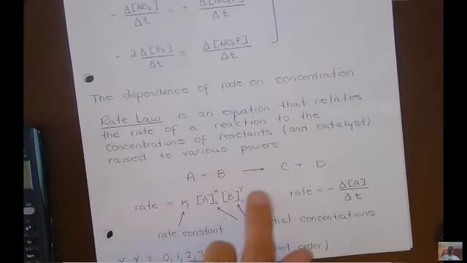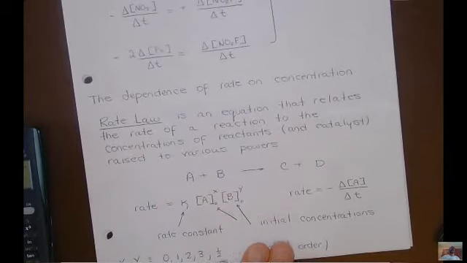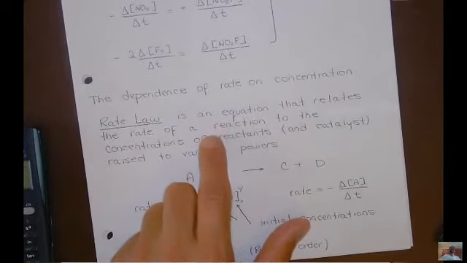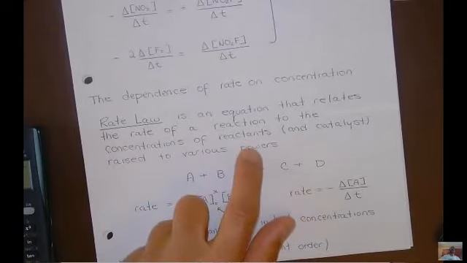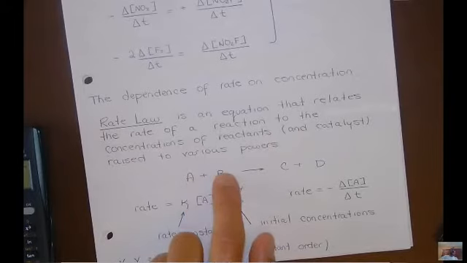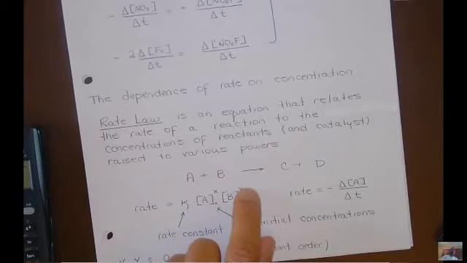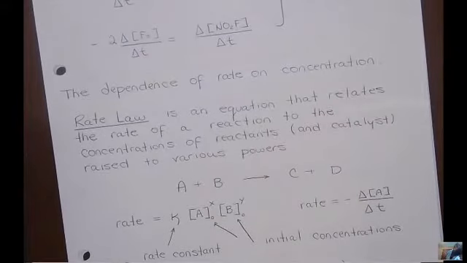The rate law will take a form that looks like this. Let me read this first, and then we'll go down to here. So the rate law is an equation that relates the rate of a reaction to the concentrations of the reactants and catalysts raised to various powers. Now, the key to this is the powers that the molar concentration of A and molar concentration of B are going to be raised to. You don't know them yet, okay? You're going to have to figure them out experimentally, okay?